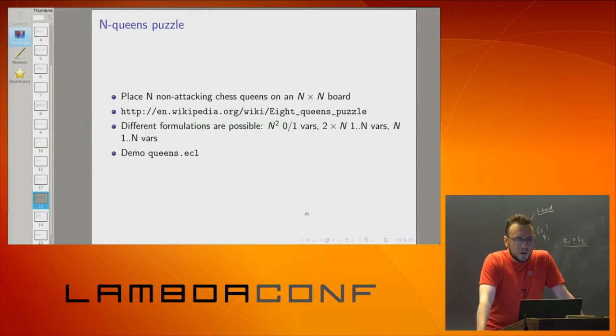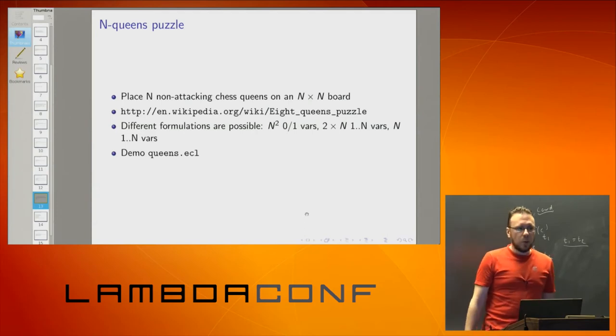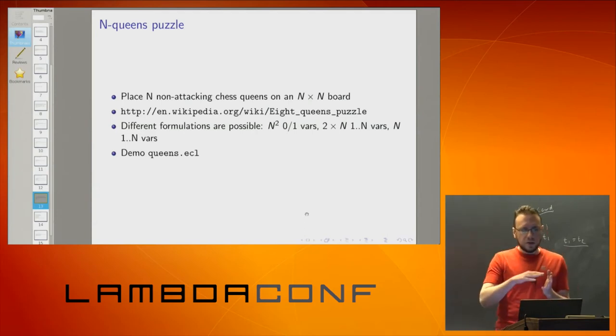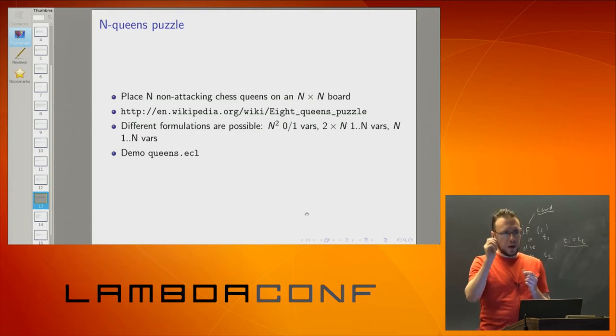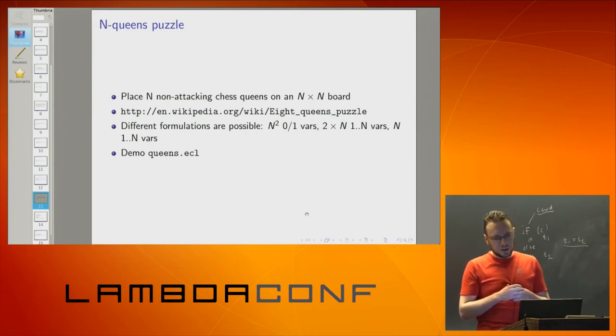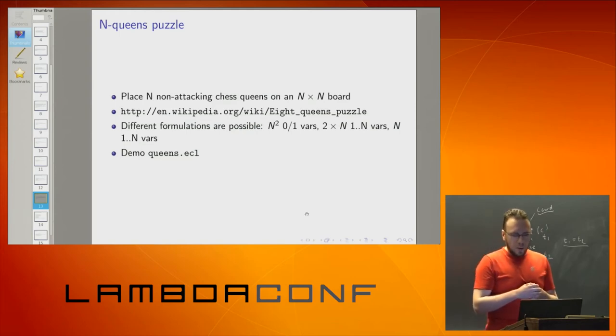We can formulate it in different ways to solve with constraint logic programming. One way is to have N squared variables, one variable for every square, and one variable can be 1 or 0: 0 if there is no queen in this particular square, 1 otherwise. But it's not a very good formulation because we have a lot of variables, and it will work too slowly for large values. A better formulation is to have x and y coordinates for every queen.